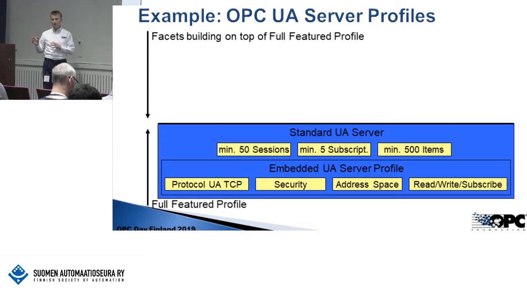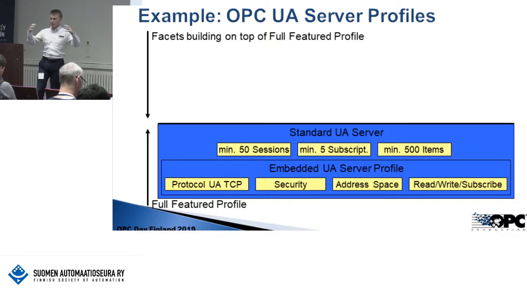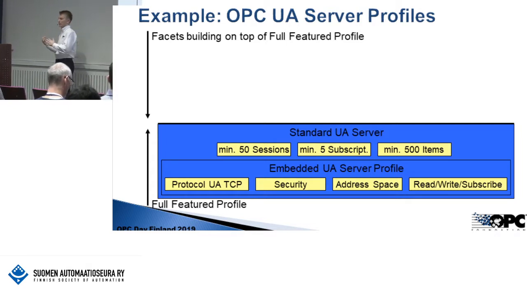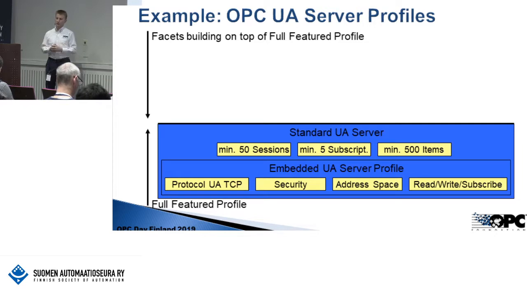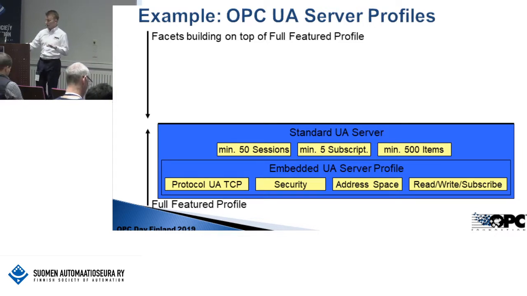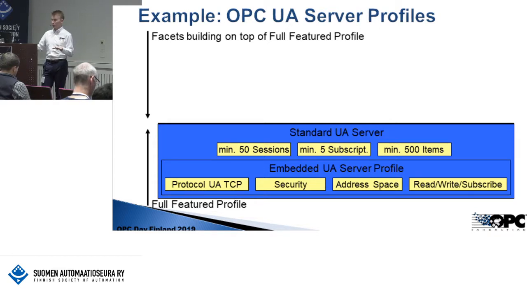In this example, you see that the standard UA server profile is extending the embedded UA server profile. And it's extending that not by adding additional features, but by scaling. So in that case, a standard UA server requires a minimum of 50 sessions that need to be supported, for example. So that is full-featured profiles.